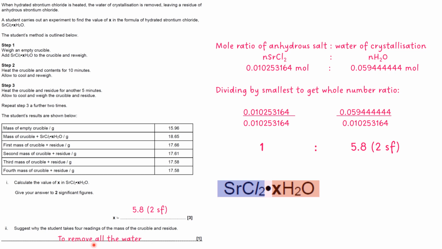Now, it says suggest why the student takes 4 readings of the mass of the crucible and the residue. So reading number 1, reading number 2, reading number 3, reading number 4. These two are the same. They're both 17.58. So that tells the student that all the water has been removed.